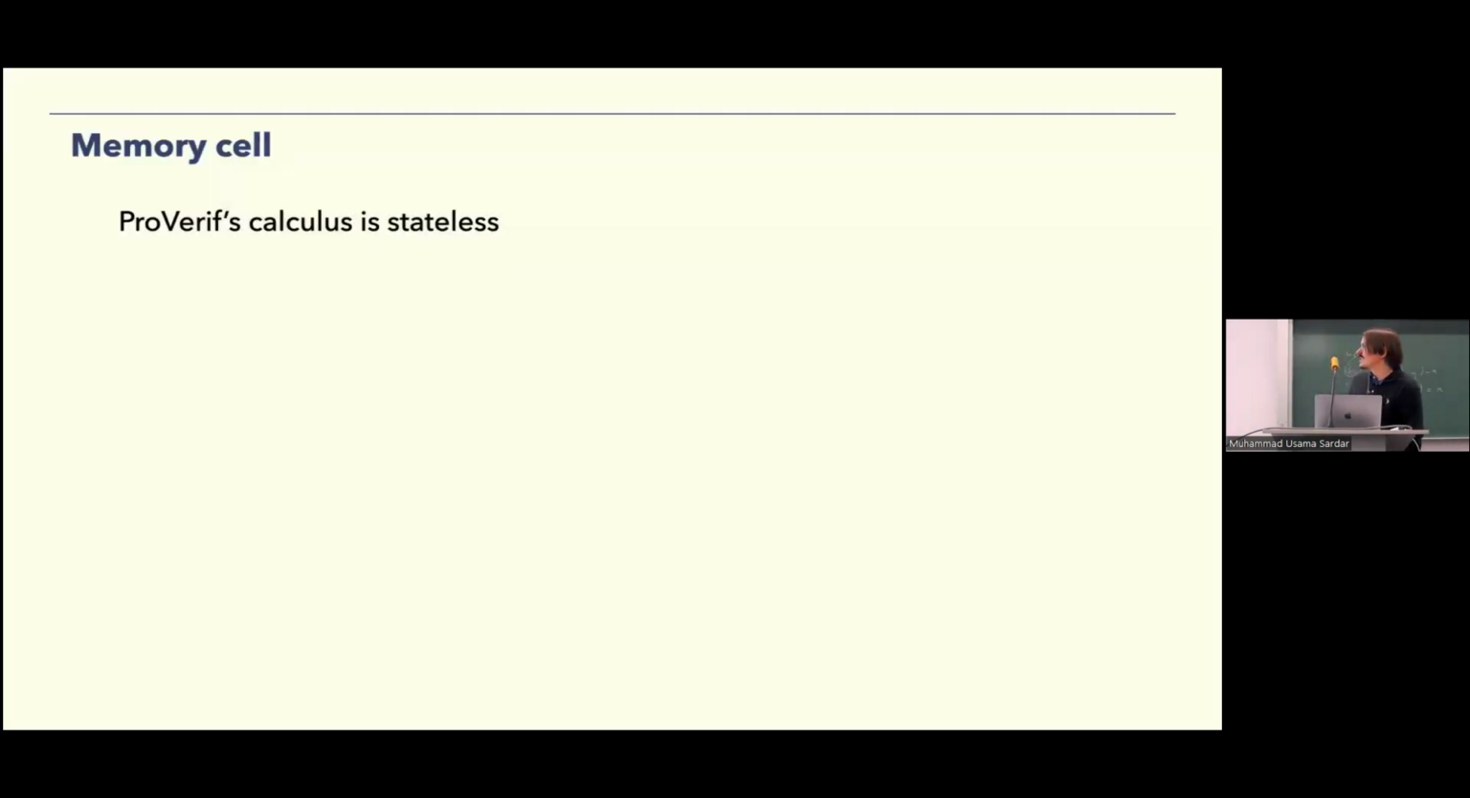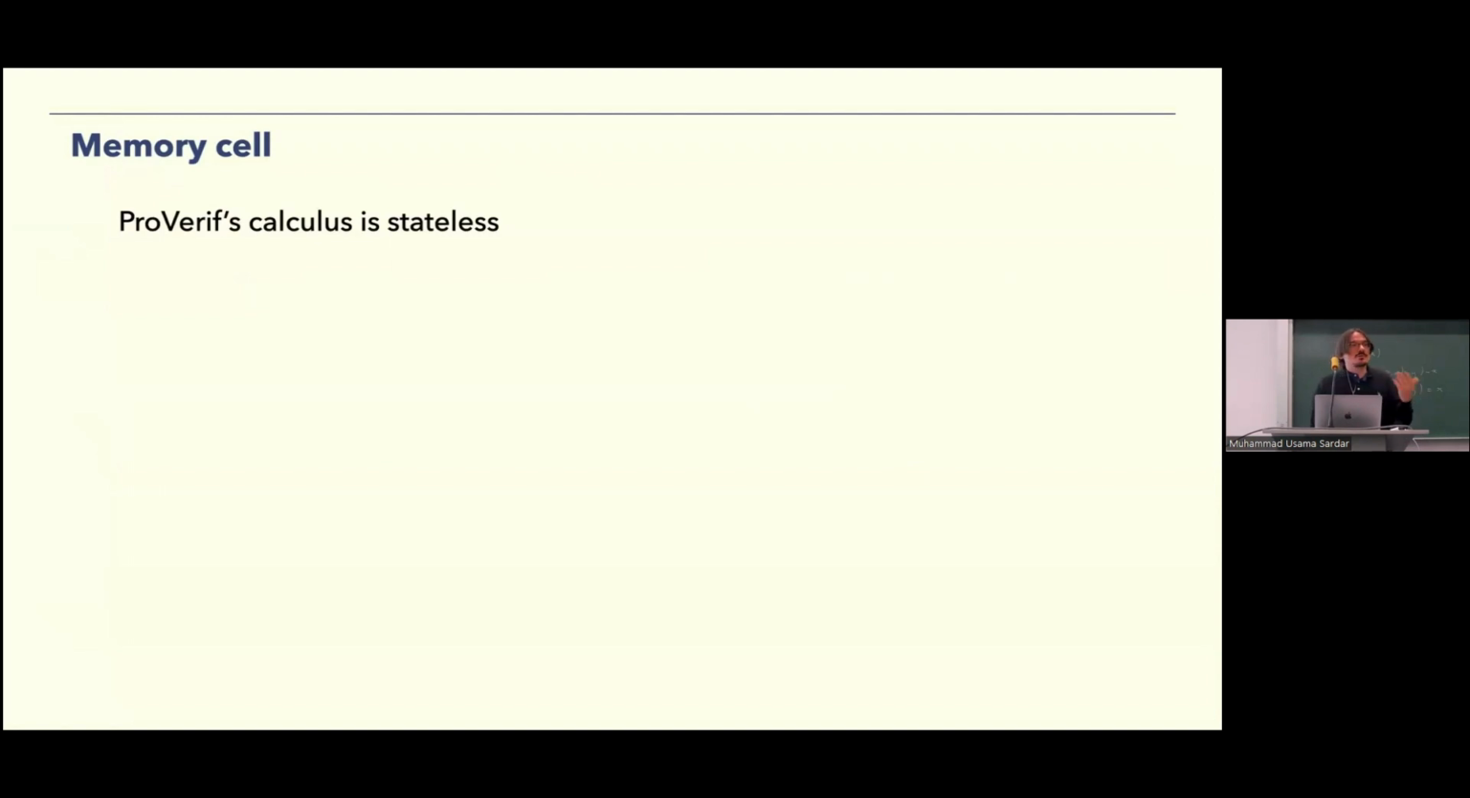Before I show you Signal, I wanted to state a fundamental fact about ProVerif and its calculus: it's stateless. So normally when you use it, you only have output on channel, input on channel, if and else. You can do some evaluation, but that's basically it.